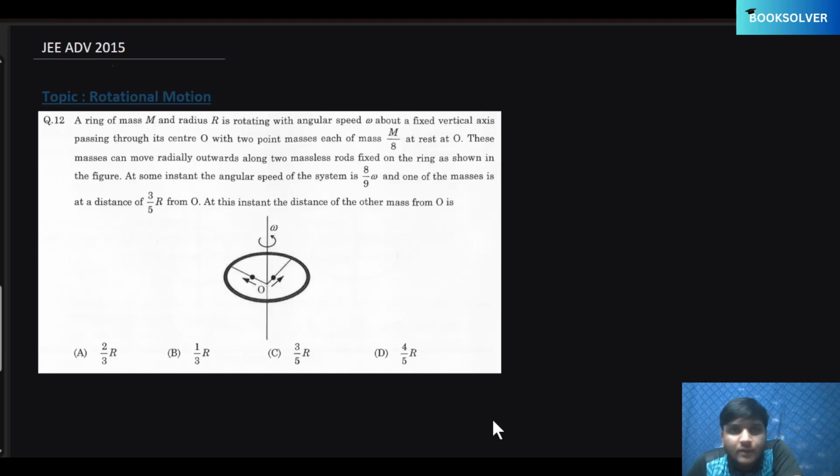Hello everyone. So today we are solving another question of JEE Advanced 2015. This is on the topic of rotational motion. So let's first read the question.